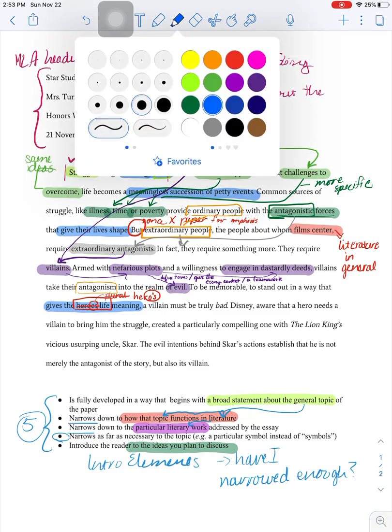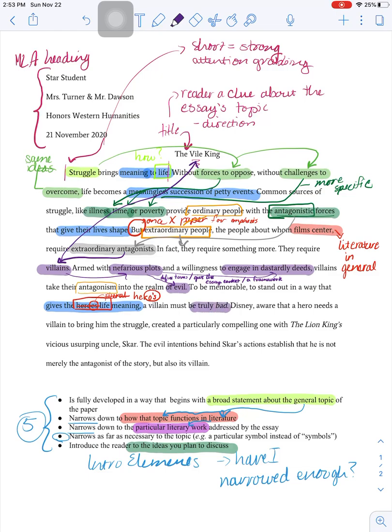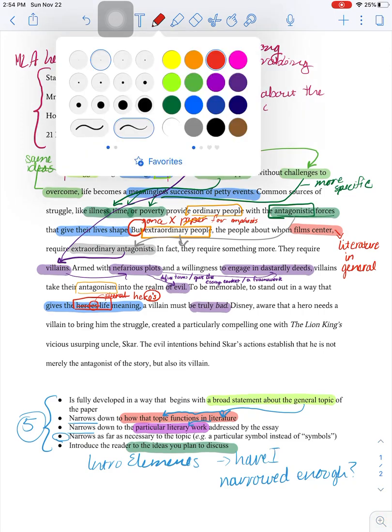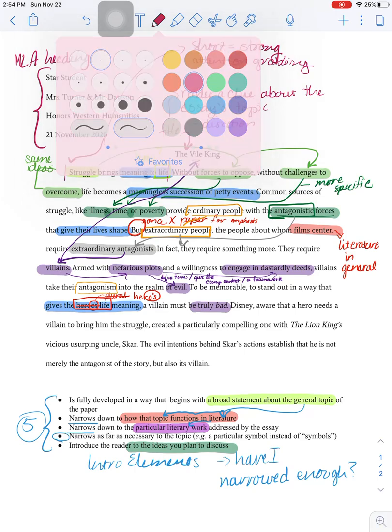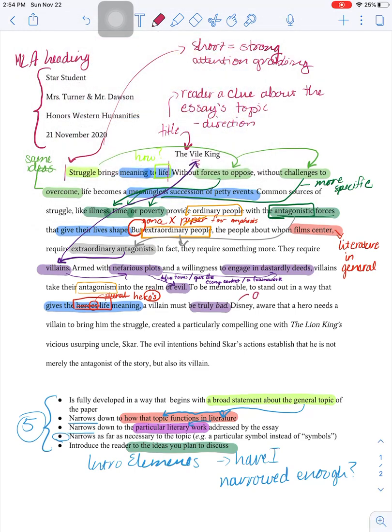A villain must be truly bad. Okay. Again, what is a villain? Disney, in this instance, for this paper that we're talking about here, Disney is the author. When people talk about Disney films, they say Walt Disney's, Disney's The Lion King, Disney's Cinderella. Yes, there are individual writers who develop the screenplay, but they do not individually own the copyright on those screenplays. Disney owns it. Disney is the author.